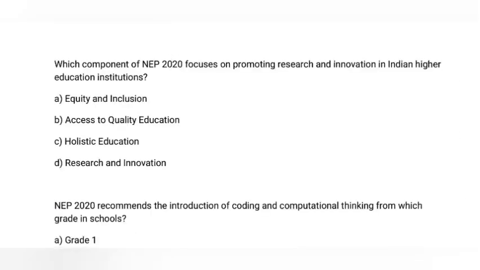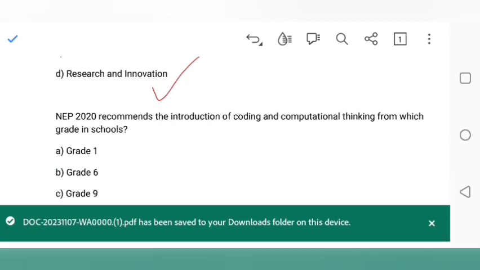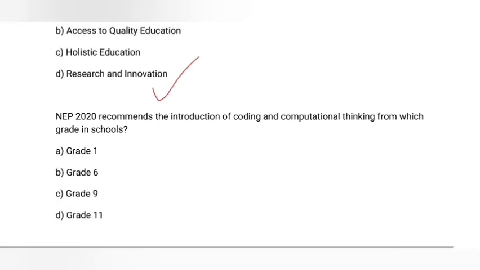The first question that we have got is, which component of NEP 2020 focuses on promoting research and innovation in Indian higher education institutions? Equity and inclusion, access to quality education, holistic education, then research and innovation. So the correct answer will be research and innovation, that we have got in number D.